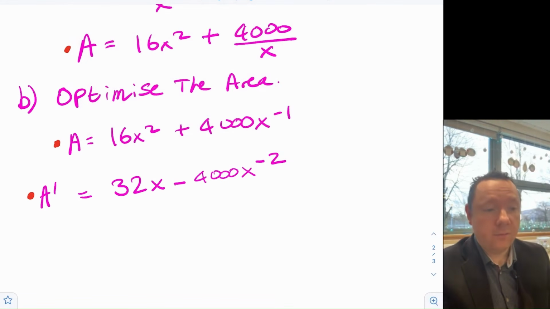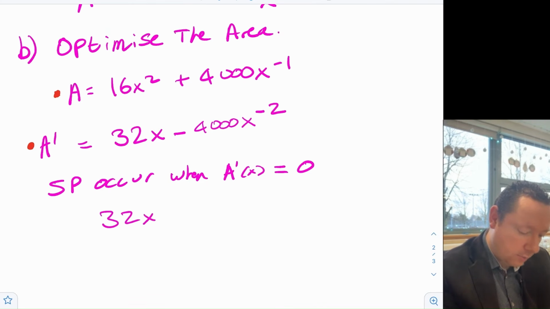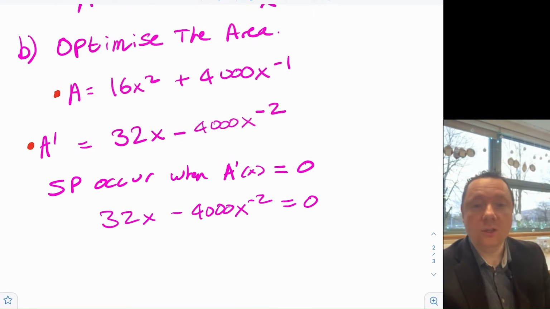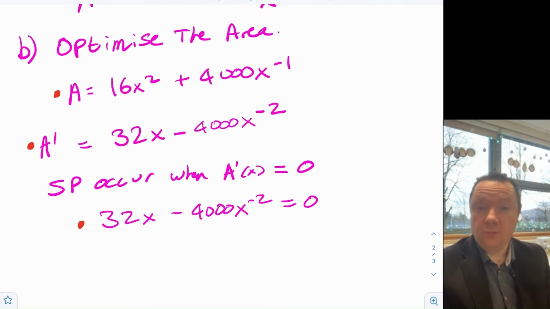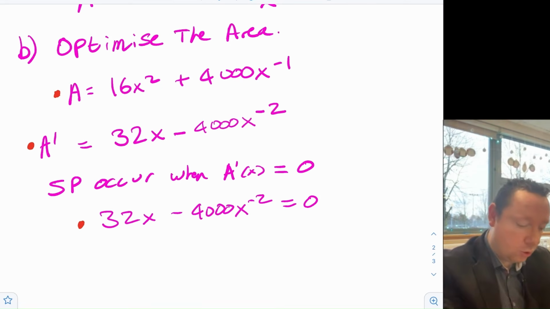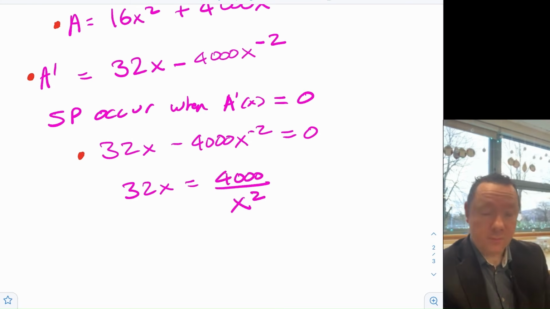Now we fix that by making it equal to 0 because we're optimizing. So remember, stationary points occur when A dash x, I'll call it, equals 0. So we can say 32x minus 4000 x to the minus 2 equals 0. For realizing we had to do that and find stationary points, we get another mark. And then we need to solve it. We'll get another mark in a moment for solving it, but I'll show you all the working you need. So we've got 32x equals 4000 over x squared, we could say, x to the minus 2.